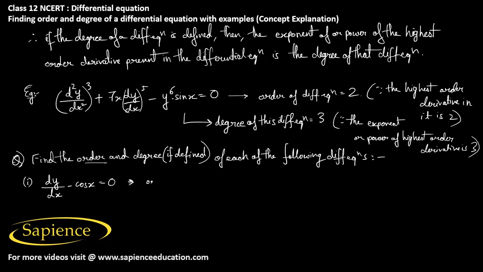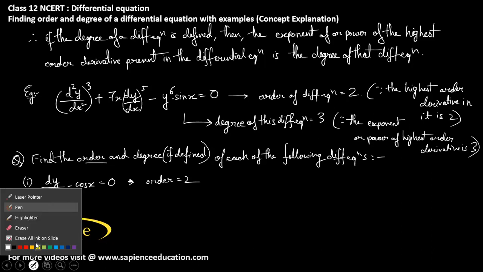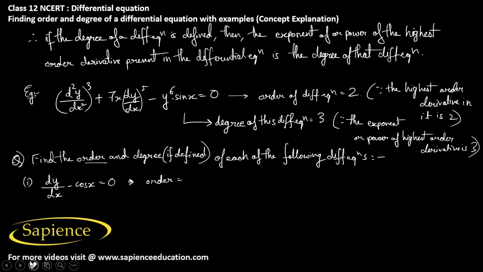Here the order will be 1. Order is obviously 1. Sorry, it is not 2. Order is 1, since the highest order derivative that is present in it is 1. And the exponent of this is also 1 only. So therefore the degree is also 1.